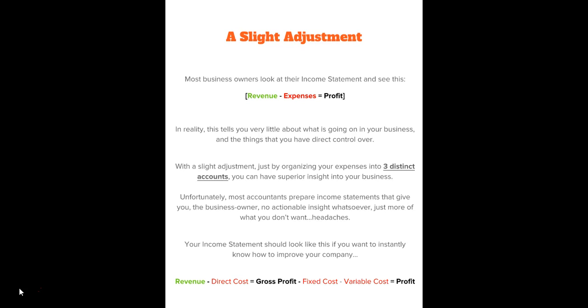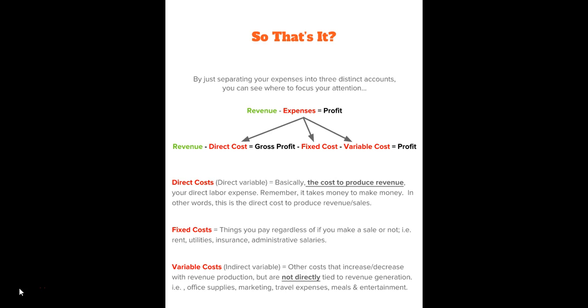Your income statement should look like this if you want to instantly know how to improve your company. You take revenue minus direct costs to get your gross profit. You're then going to deduct fixed costs and then your remaining variable costs to get to your profit. So that's it. Just by separating your expenses into 3 distinct accounts, you can see where to focus your attention. So instead of revenue minus expenses to get us a profit, we're going to have 3 different types of expense accounts: direct costs, fixed costs, and variable costs. So let's break down each one of these.